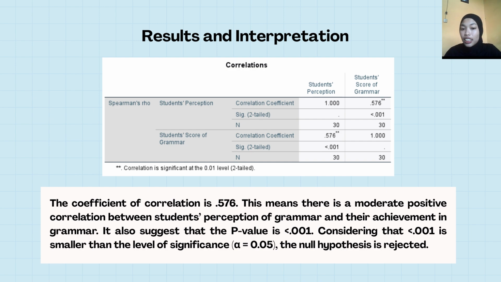And here are the result and interpretation. As we can see in the table, the coefficient of correlation is 0.576. This means there is a moderate positive correlation between students' perception of grammar and their achievement in grammar. It also shows that the p-value is less than 0.001, which is smaller than the level of significance, alpha 0.05, and then the null hypothesis is rejected.